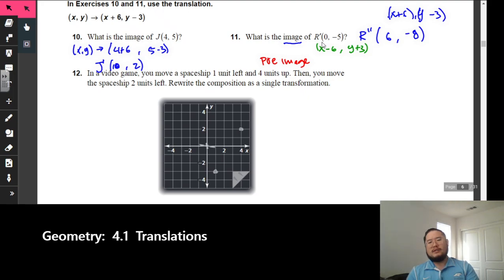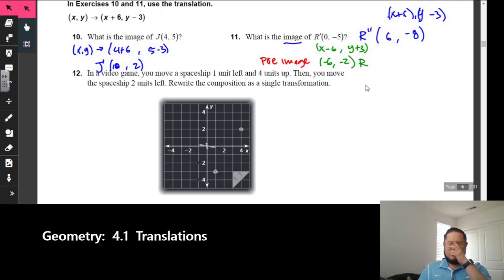So if my image, or R prime, was 0, negative 5, and I want to find the pre-image, I would plug 0 in here, and 0 minus 6 ends up being negative 6. Then I have negative 5 plus 3, and that gets me negative 2. And that would be the pre-image, which would just be point R. All right, and there you go.